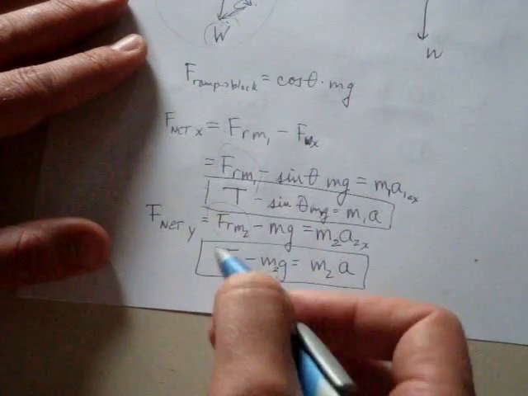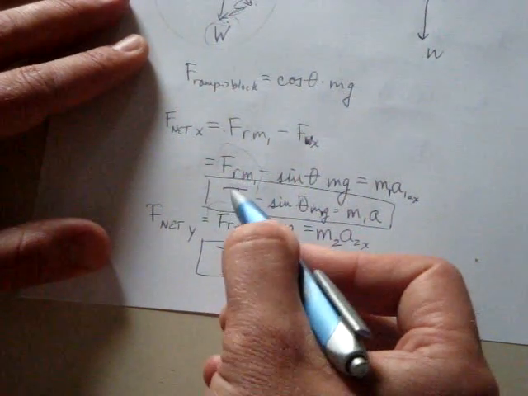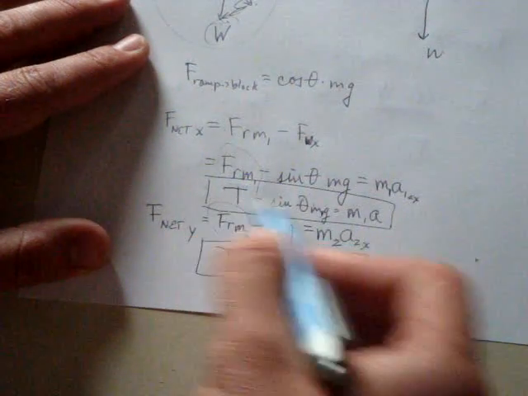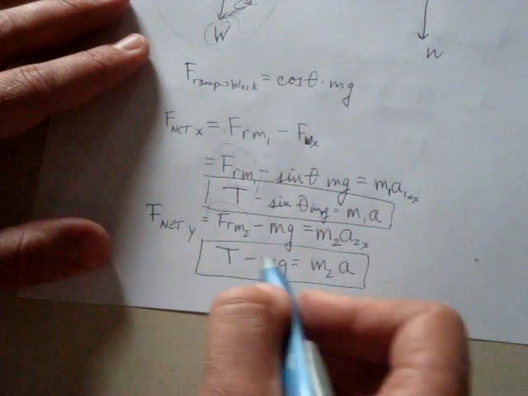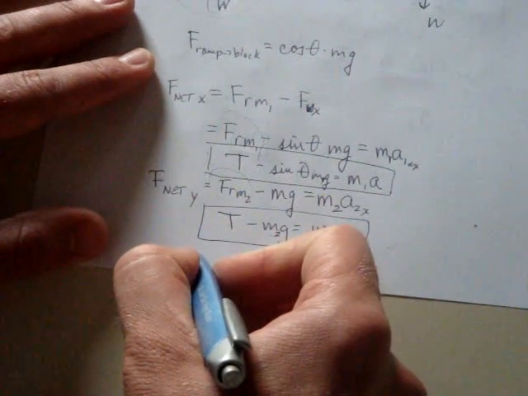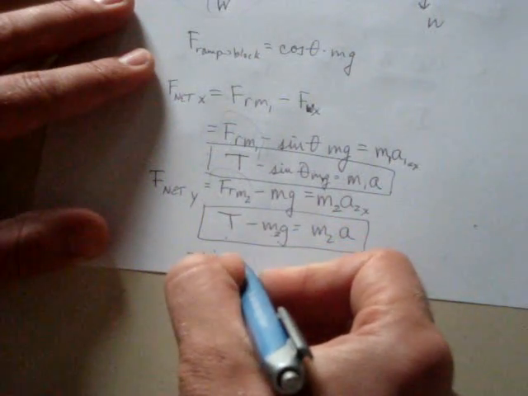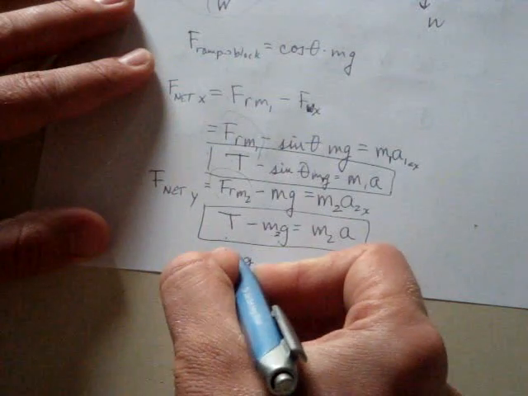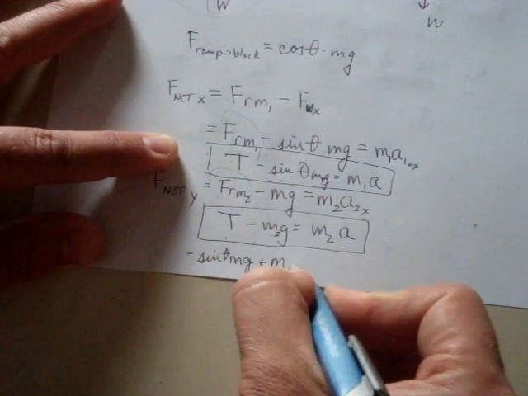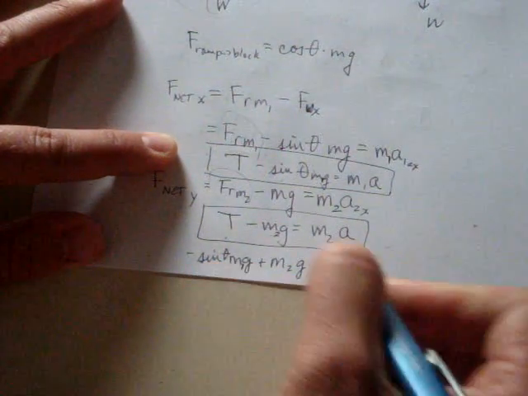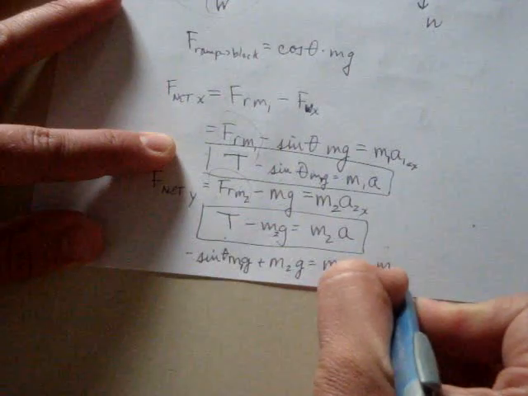One very quick way to do that, a lot of times you would solve for T and plug that in. One thing you could do is simply subtract this whole equation from this equation. So we take the whole left side, T minus sine theta mg, minus T plus m2g. The T's would cancel, T minus T gives you 0. The top equation you'd have minus sine of theta times m1g, and then subtracting the left sides from one another, this would be plus m2g. That would be equal to the right side, which would be m1a minus m2a.